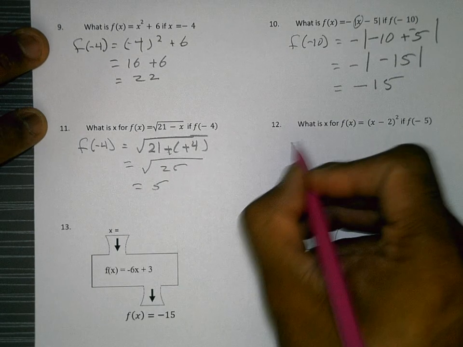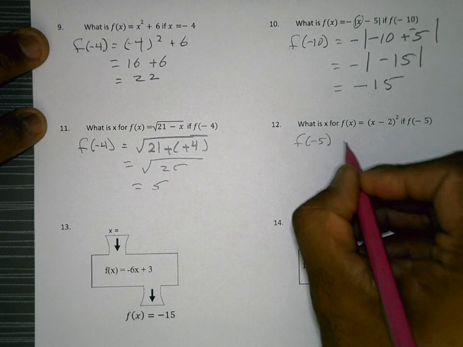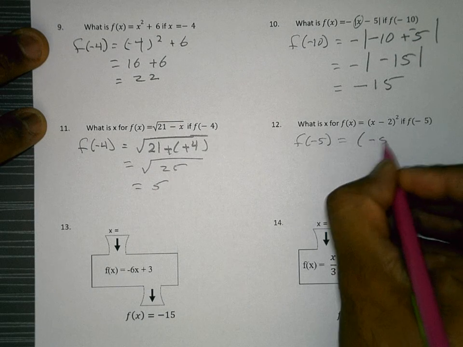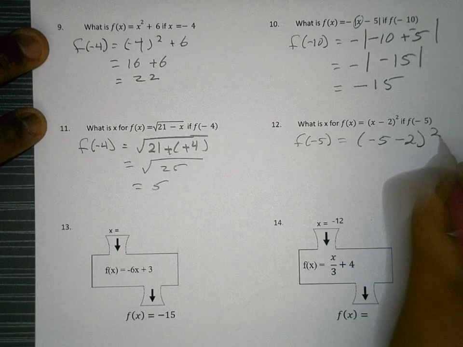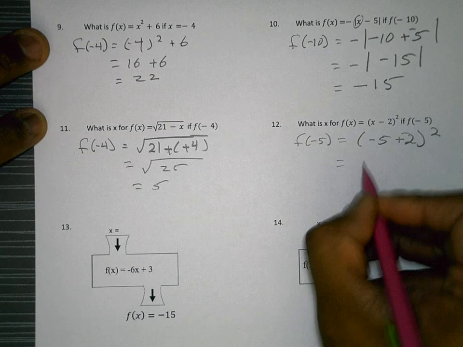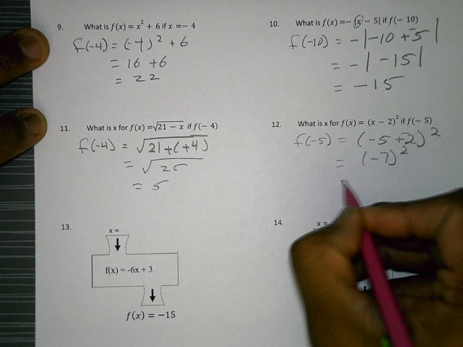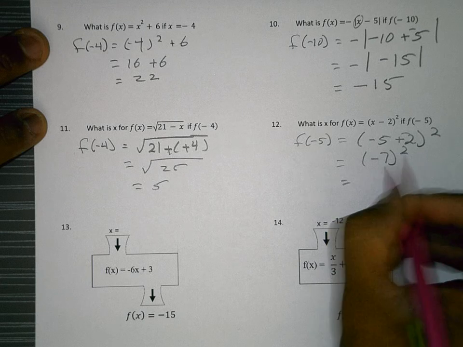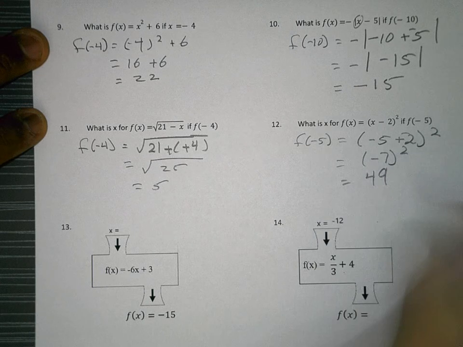Over here, f of negative 5. We're going to put in a negative 5, so we're looking at negative 5 minus 2 squared. All right, put in that negative 5, so this is going to be negative 7 squared. Negative 7 times negative 7, or negative 7 squared, is 49.